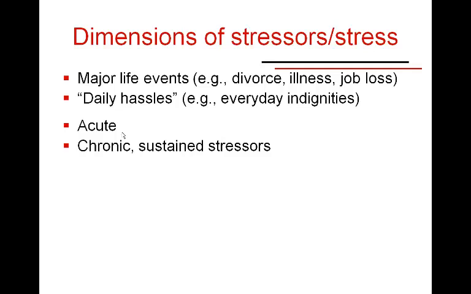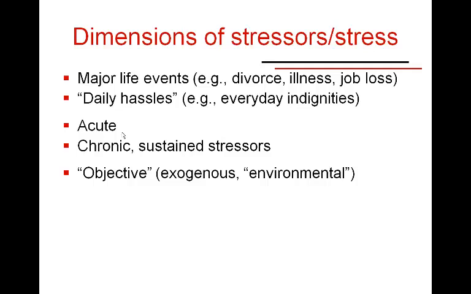Another dimension is the extent to which stressors are objective, meaning they are exogenous to the individual and often referred to as things that are environmental. They are happening outside of the person, as compared to those that are a little bit more subjective in nature. And again, the distinction here gets blurred in our assessment of stressors because often it is very hard to elicit from individuals something that is purely objective, that is an event that has occurred, happened to somebody, without it being conflated somewhat with their subjective perception of that event.